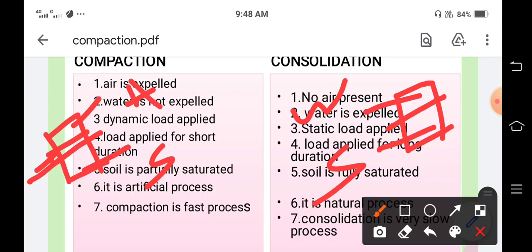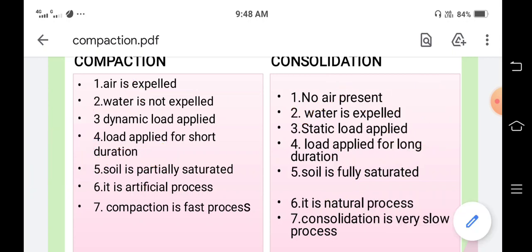Okay, so now these are 3 differences between compaction and consolidation. The first difference: compaction is a 3-phase system, consolidation is a 2-phase system. Second: compaction is a partially saturated soil system, applicable for partially saturated soil, and consolidation is applicable for fully saturated soil. And the third difference is your diagram, so keep the diagram in mind as well.